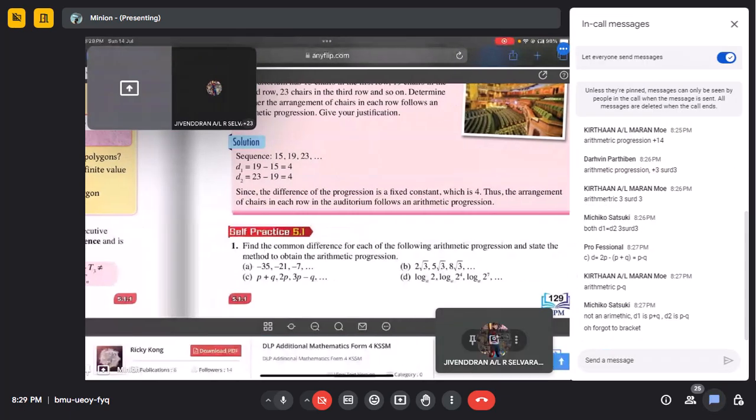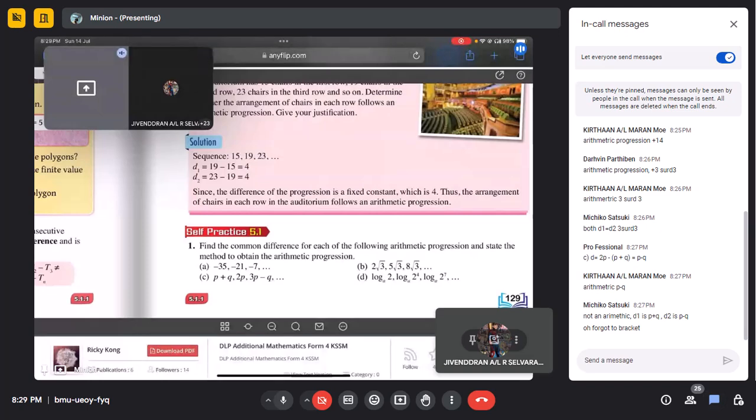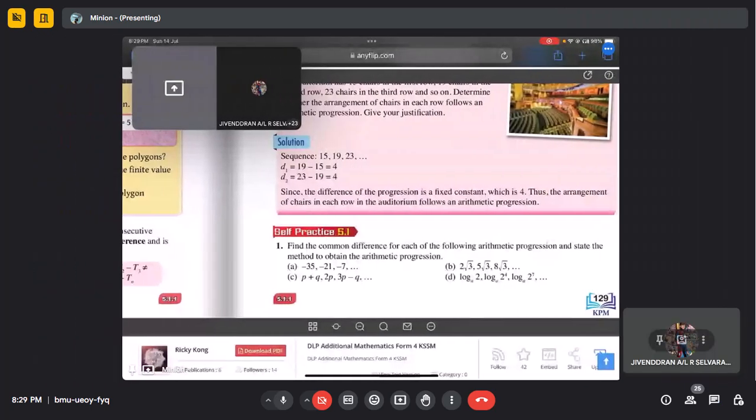Yes. If for the common difference, you minus the second term and the first term and you get one number, and the third term minus the second term gives you the same number as your previous answer, that means it's an arithmetic progression. Let's say the number is different, that means it's not an arithmetic progression.